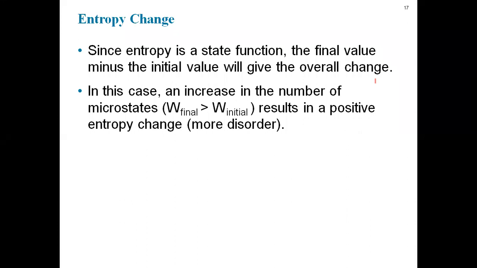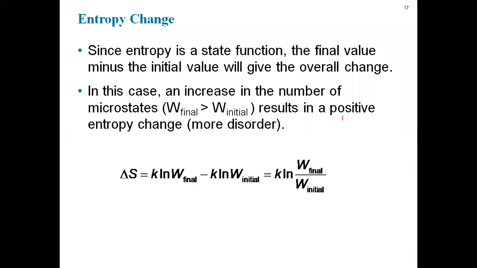So in this case, if there is an increase in the number of microstates, so if the final number of microstates, W final, is larger than W initial, that will result in a positive entropy change, more disorder, because you can simply use the Boltzmann equation. So delta S equals k ln W final minus k ln W initial, and using a mathematical rule, that equals k times ln of W final over W initial.